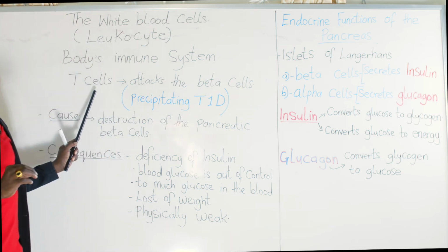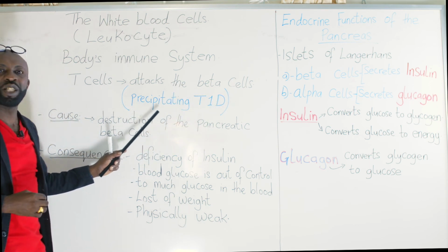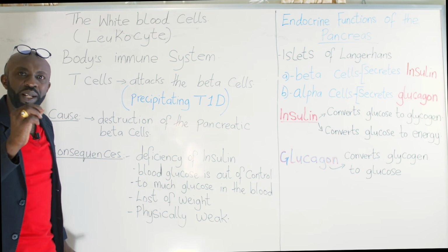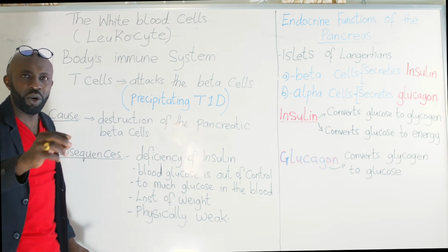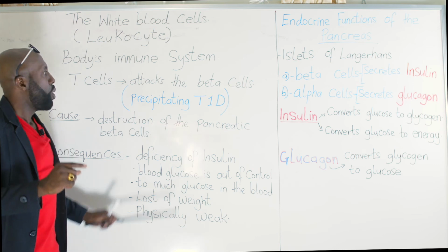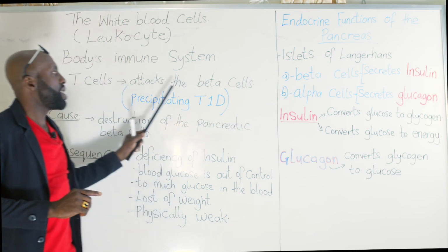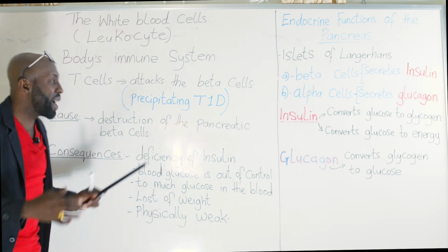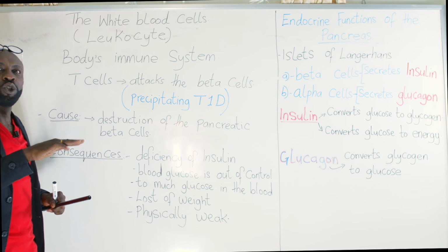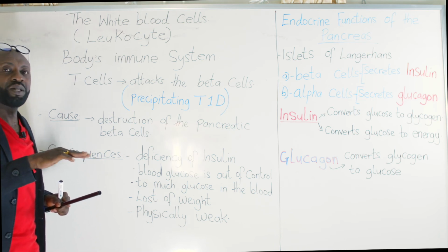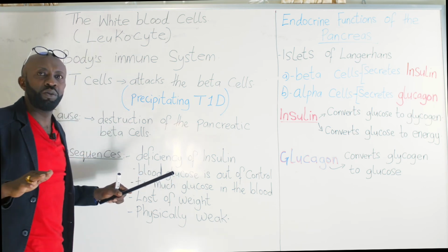So when the T cells attack the beta cells of the pancreas, it precipitates what we call diabetes mellitus, T1D, type 1 diabetes. That is the cause. So you know, the beta cells, as I told you, are responsible for the production of insulin. So once they are attacked and destroyed by the T cells from the immune system, it means there won't be any insulin in the bloodstream. And once there is no insulin in the bloodstream, it means the blood glucose level is out of control.